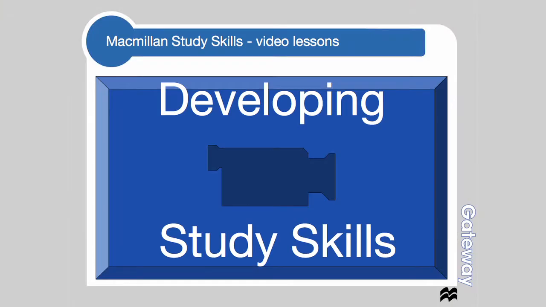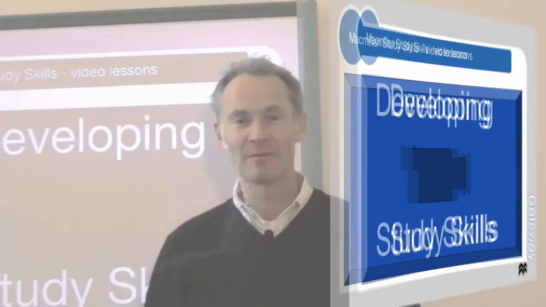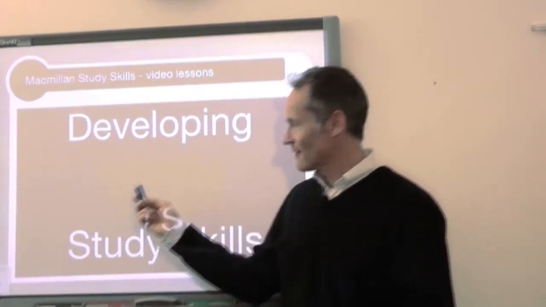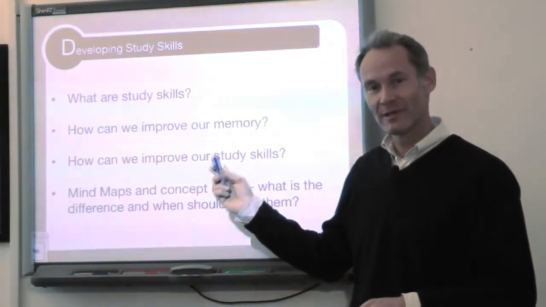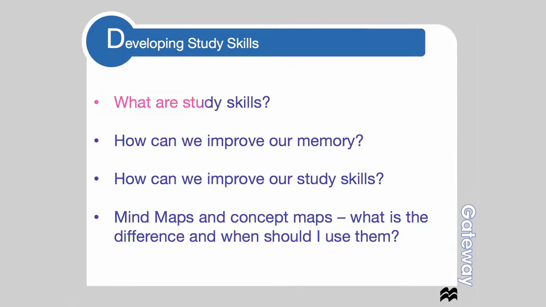Developing study skills. So this is the first in the Macmillan Study Skills series. This is developing study skills. Let's have a quick look now at what we're actually going to be looking at in this video. Firstly, what are study skills? Then we're going to look at how we can improve our memory, how we can improve our study skills in general is the third point, and then finally the difference between mind maps and concept maps.